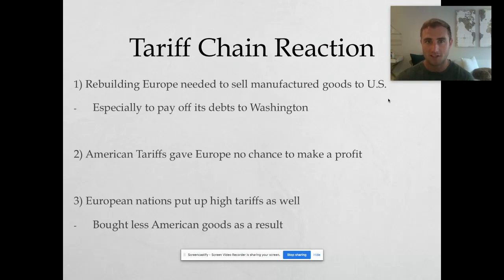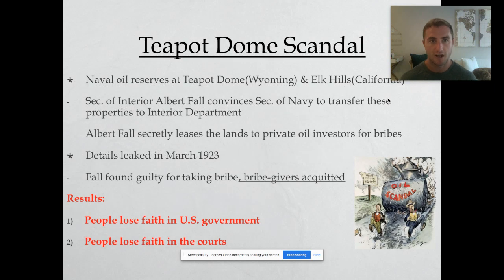The problem with this is Europe has no one to sell their goods to. This is going to put Europe even more into economic dire straits, especially poor Germany, who was hit so hard from the Treaty of Versailles. And because of this, European nations are going to put up their tariffs as well. And so we have this global economic nationalism where nobody is trading with anybody else. And when we have this era of mass production, that's going to create a problem in every economy and lead directly to the Great Depression.